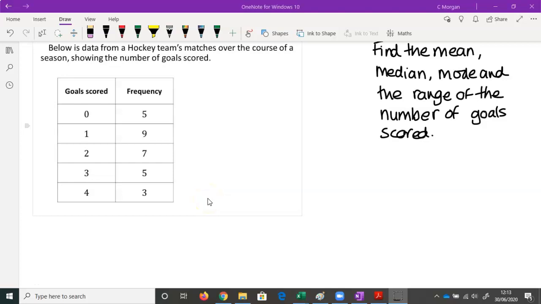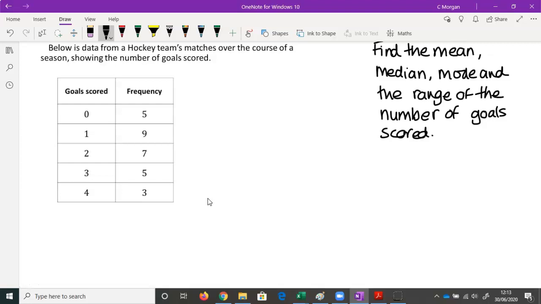Hello Year 8. I'm going to show you how to find the mean, median, mode and range of a frequency table today. I'd like to show you some data which is from a hockey team's matches over the course of a season showing the number of goals scored.